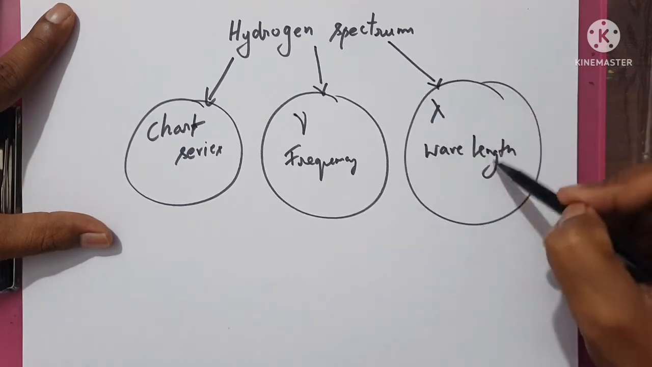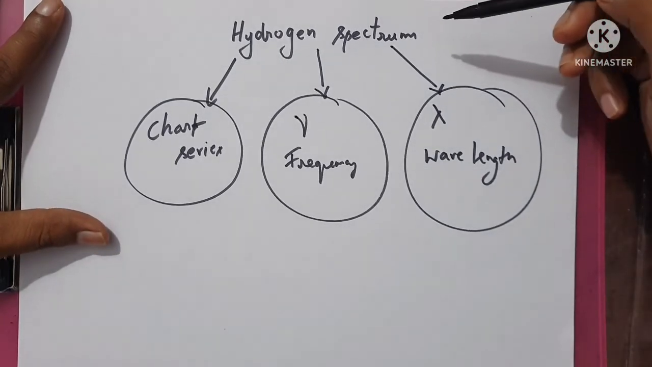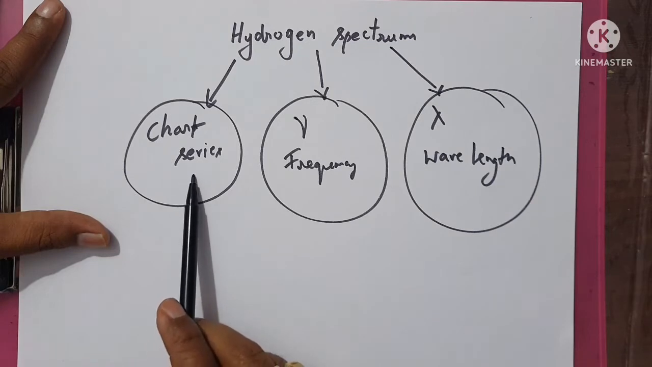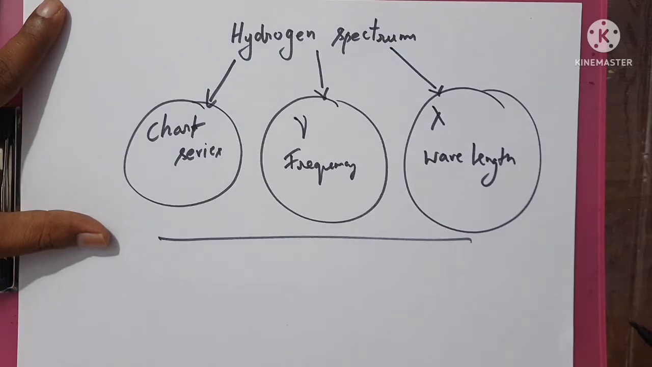To calculate the wavelength and the frequency based on the hydrogen spectrum, and how the questions are going to be based on the chart of series, we are going to discuss all three in this video, children. Then let us start one by one.